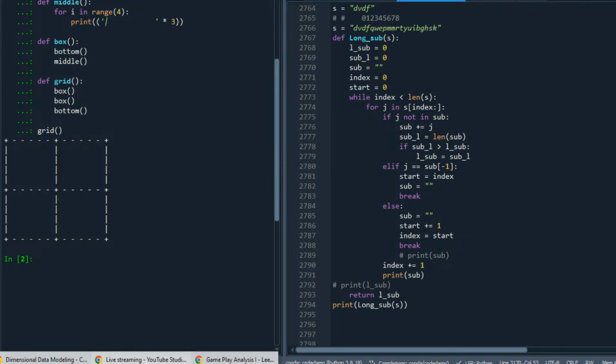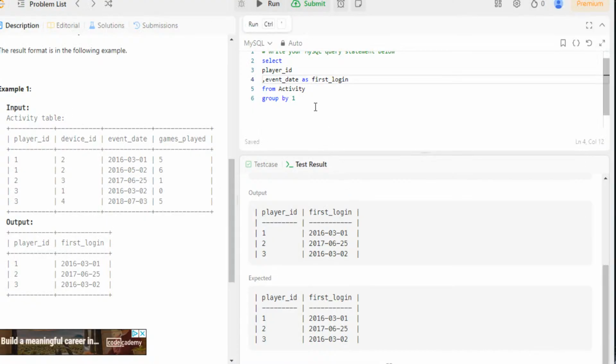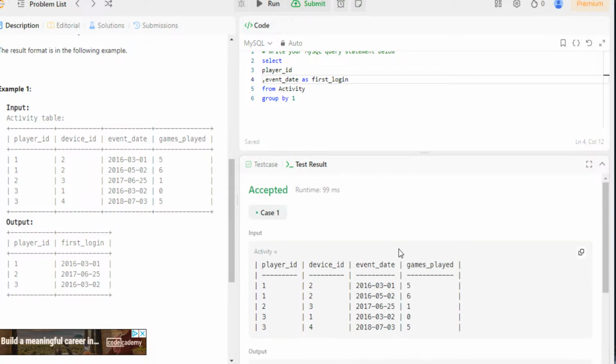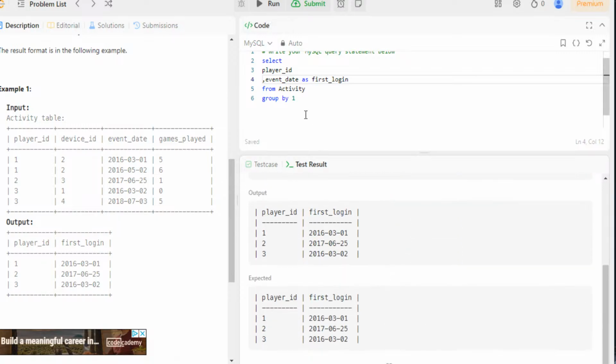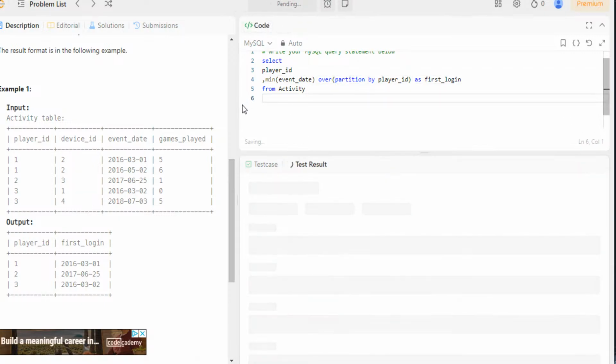So, all right, let's get this solved. Oh, we did this. But all right, so it just compressed and it just picks arbitrarily a login. But now, if I remember, you can do this without group by, using min over partition by player ID. And I think we get the same result.